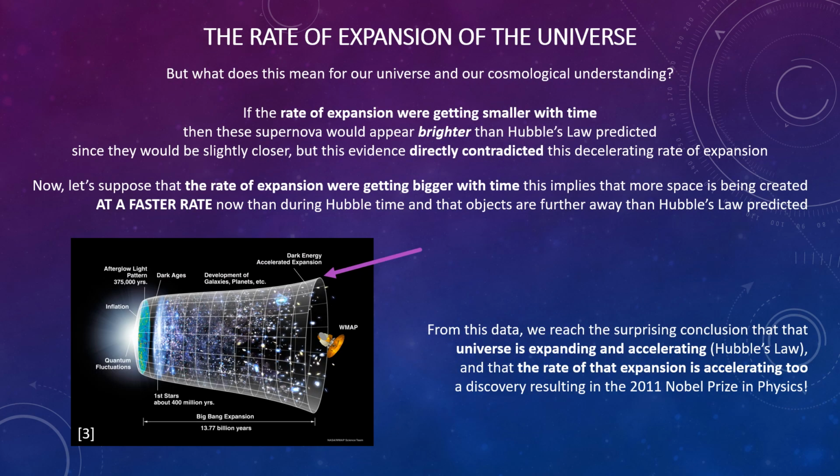This discovery was groundbreaking, but what exactly does it mean for our understanding of the universe? So if the rate of expansion were getting smaller with time rather than getting larger, this would mean that those supernova, the Type 1a supernova that they measured, would actually appear brighter than Hubble's law predicted, since they would be slightly closer. But the observations showed the exact opposite, that they were actually getting dimmer than Hubble's law predicted.